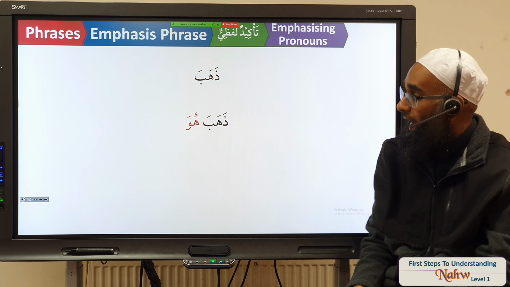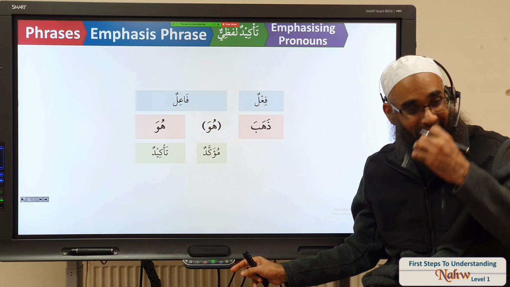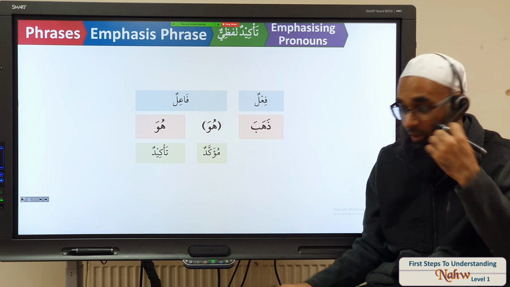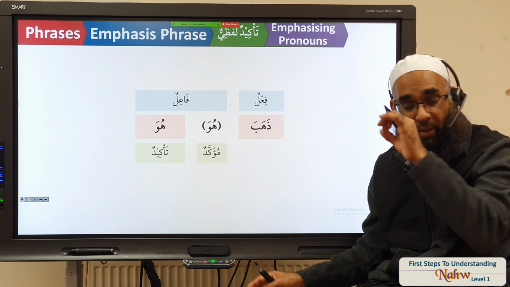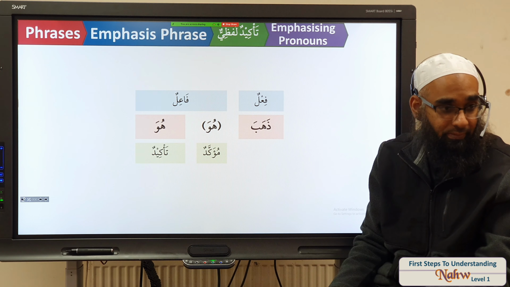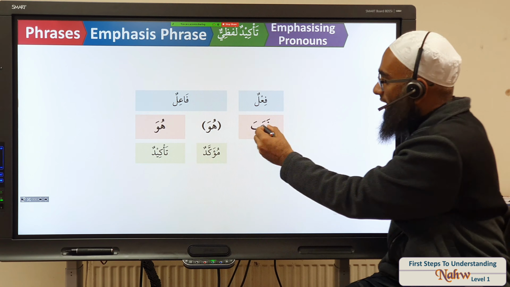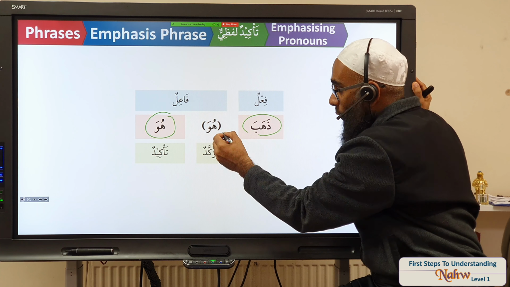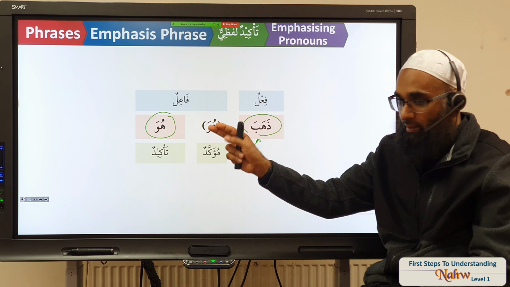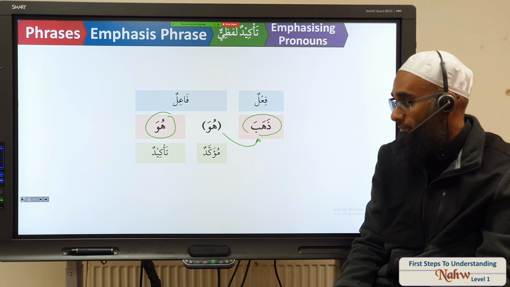Dhahaba huwa. And what do you have to do when you do tarkeeb? Because there's a huwa inside dhahaba, that huwa becomes what? The mu'akkad, the one you can't say, the dhamir mustatir. That becomes the mu'akkad. And the huwa which is after it becomes what? The ta'keed. So you read dhahaba huwa, but the huwa which is inside becomes the emphasized element, and the huwa after it becomes the ta'keed. Do you understand? You following?